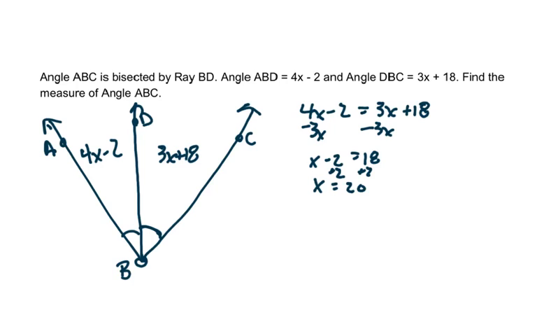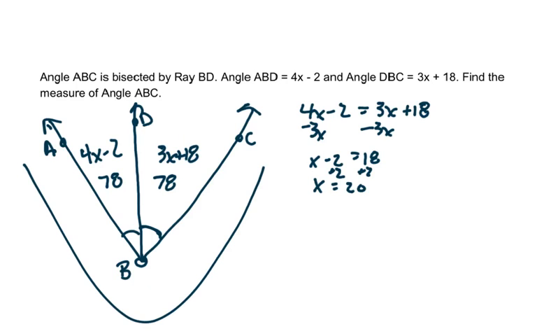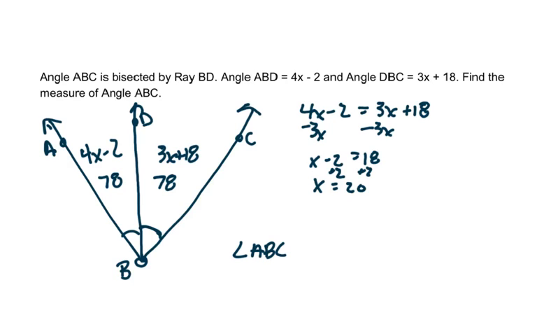The problem said find ABC, so I need to plug that in to both of these. 4 times 20 minus 2 is 78, which is actually all I need to do. They're equal to each other, right? So shouldn't this be 78 as well? Which means this is actually supposed to be an obtuse angle. Angle ABC equals 78 plus 78. So angle ABC equals 156 degrees. And that's how you do it.